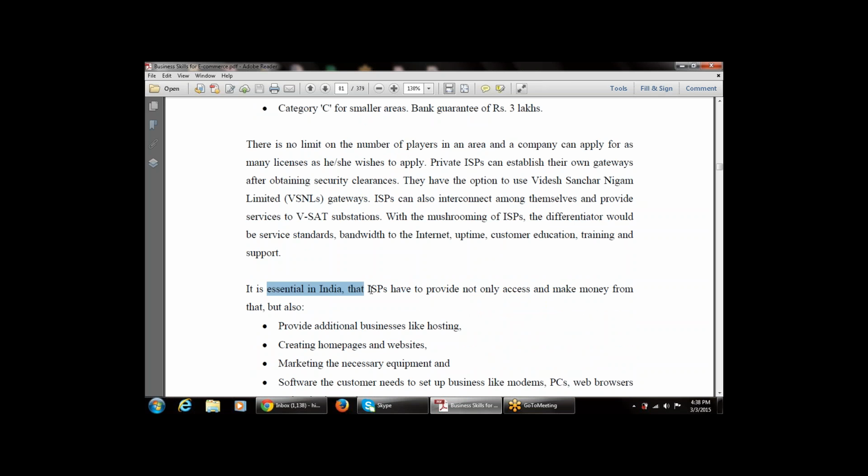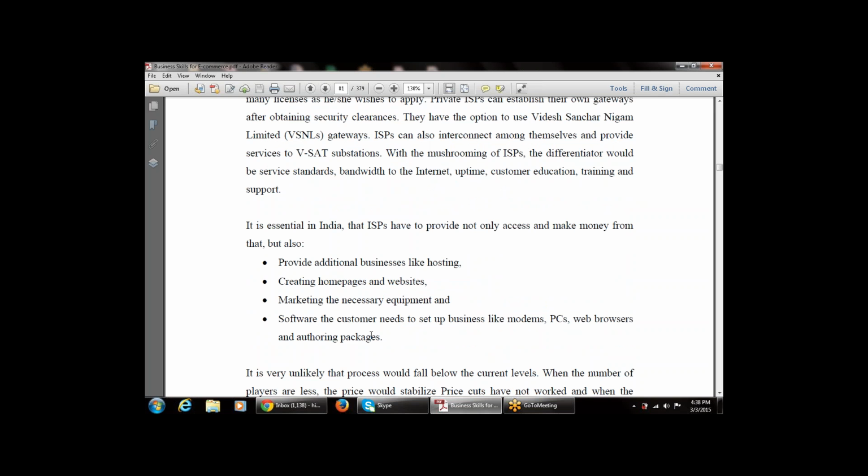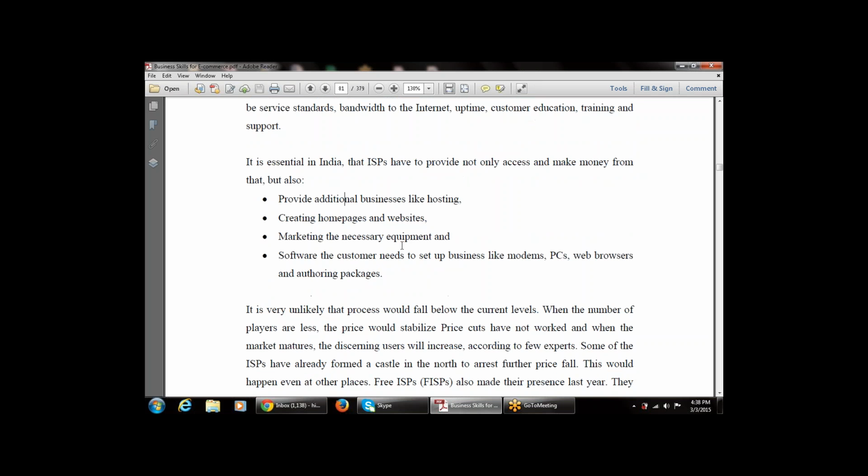It is essential in India that an ISP not only provides access and makes money from that, but also provides services. In India, the ISP is not only used for making money. They also provide additional businesses like hosting, creating home pages, and marketing the necessary equipment and software needs to set up the businesses, like modems, PCs, web browsers and authoring packages. It is very unlikely that prices would fall below the current levels.